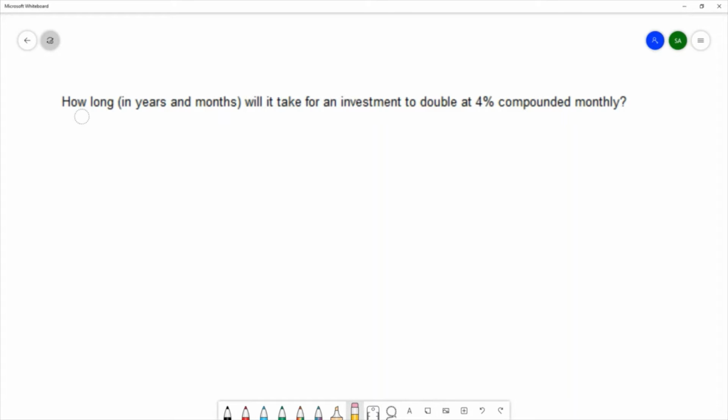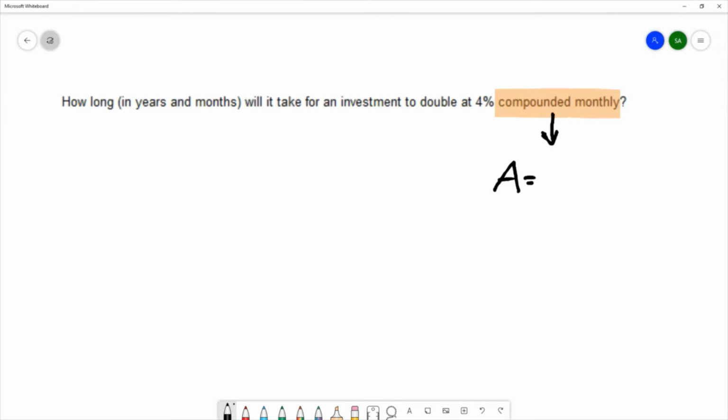For this question, it says, how long in years and months will it take for an investment to double at 4% compounded monthly? So I'm going to start with this part right here where it talks about compounded monthly, because this is an indication of what formula we need to use when we do this calculation. Because it says compounded monthly, I know I'm going to use the compound interest formula.